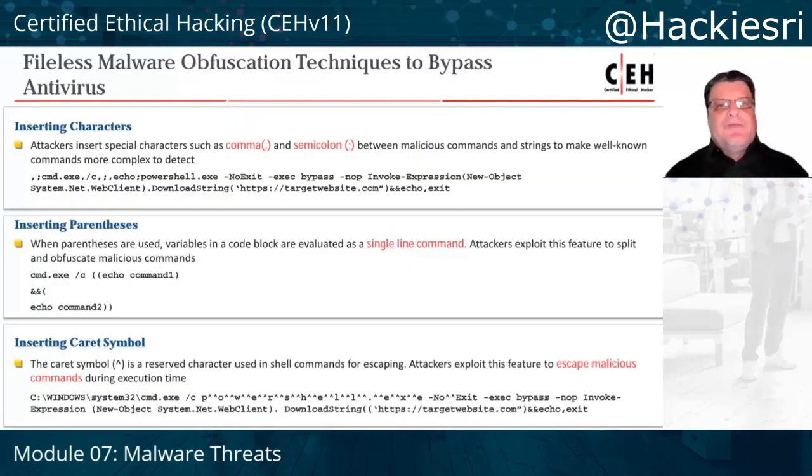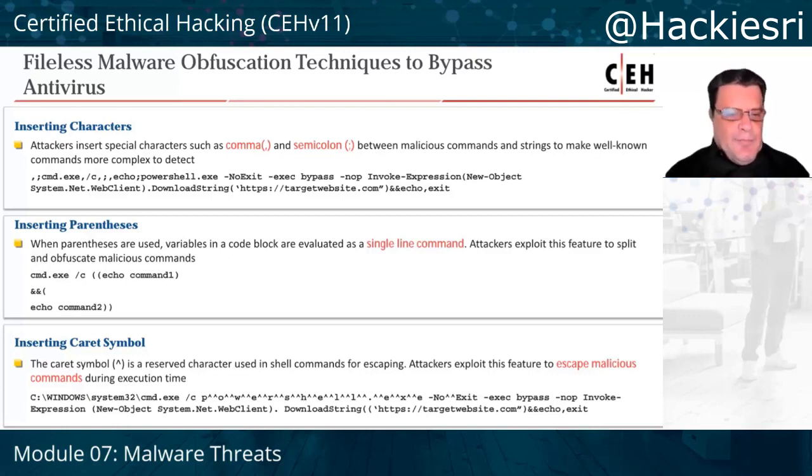Fileless malware obfuscation techniques to bypass antivirus could include any of the following. It could include inserting characters. Attackers insert special characters such as comma, parentheses, and semicolon between malicious commands and strings to make well-known commands more complex to detect. Or inserting parentheses. When parentheses are used, variables in a code block are evaluated as a single line command. Attackers exploit this feature to split and obfuscate malicious commands into fragments.